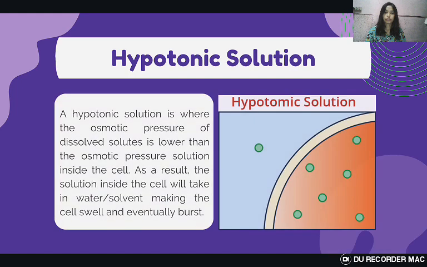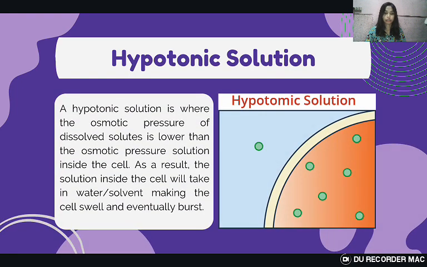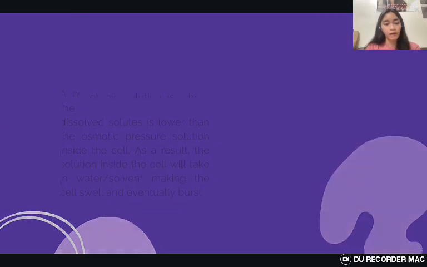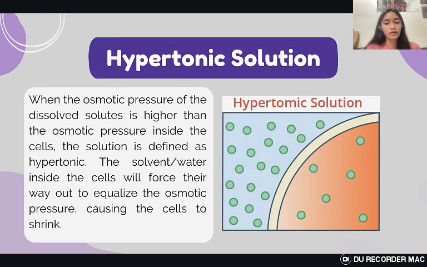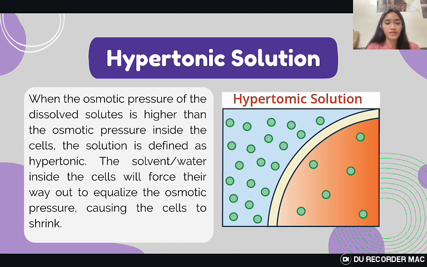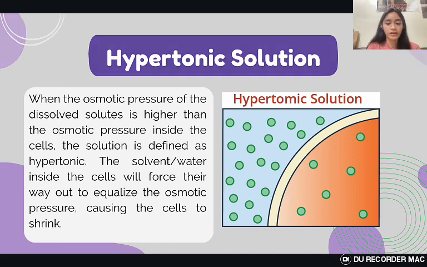Hypotonic solution is where the osmotic pressure of the dissolved solute is lower than the osmotic pressure of the solution inside the cell. As a result, the solution inside the cell will take in water or solvent, making the cell swell and eventually burst. Now, when the osmotic pressure of the dissolved solutes is higher than the osmotic pressure inside the cells, the solution is defined as hypertonic. The solvent or water inside the cells will force their way out to equalize the osmotic pressure, causing the cells to shrink.